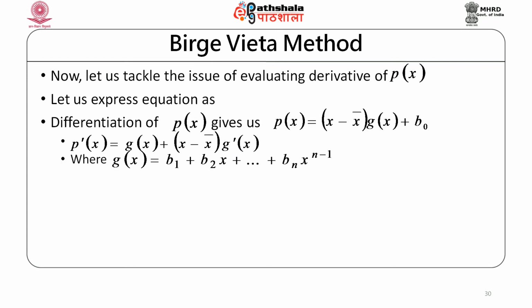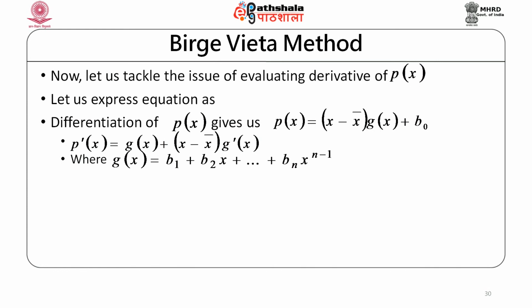To get the derivative is also equally easy. If we differentiate p(x), we can write p(x) as (x minus x̄) and the term b1 plus b2 x plus ... plus bn xⁿ⁻¹, let us write it as g(x). So, I can say p(x) is (x minus x̄) into g(x) plus b0.